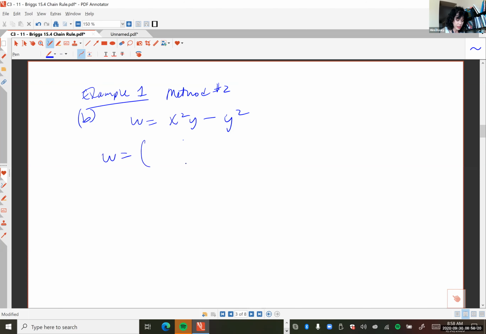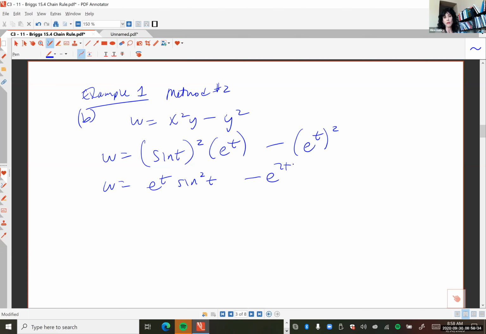But they told you that x is sine t, so just do some substituting right here, and y is equal to e to the t. So your w is this function here, and now you can see that w is a pure function of the single independent variable t. So if you had to find dw/dt here, this is just a calculus 1 problem. You don't have to use the Math 252 chain rule.